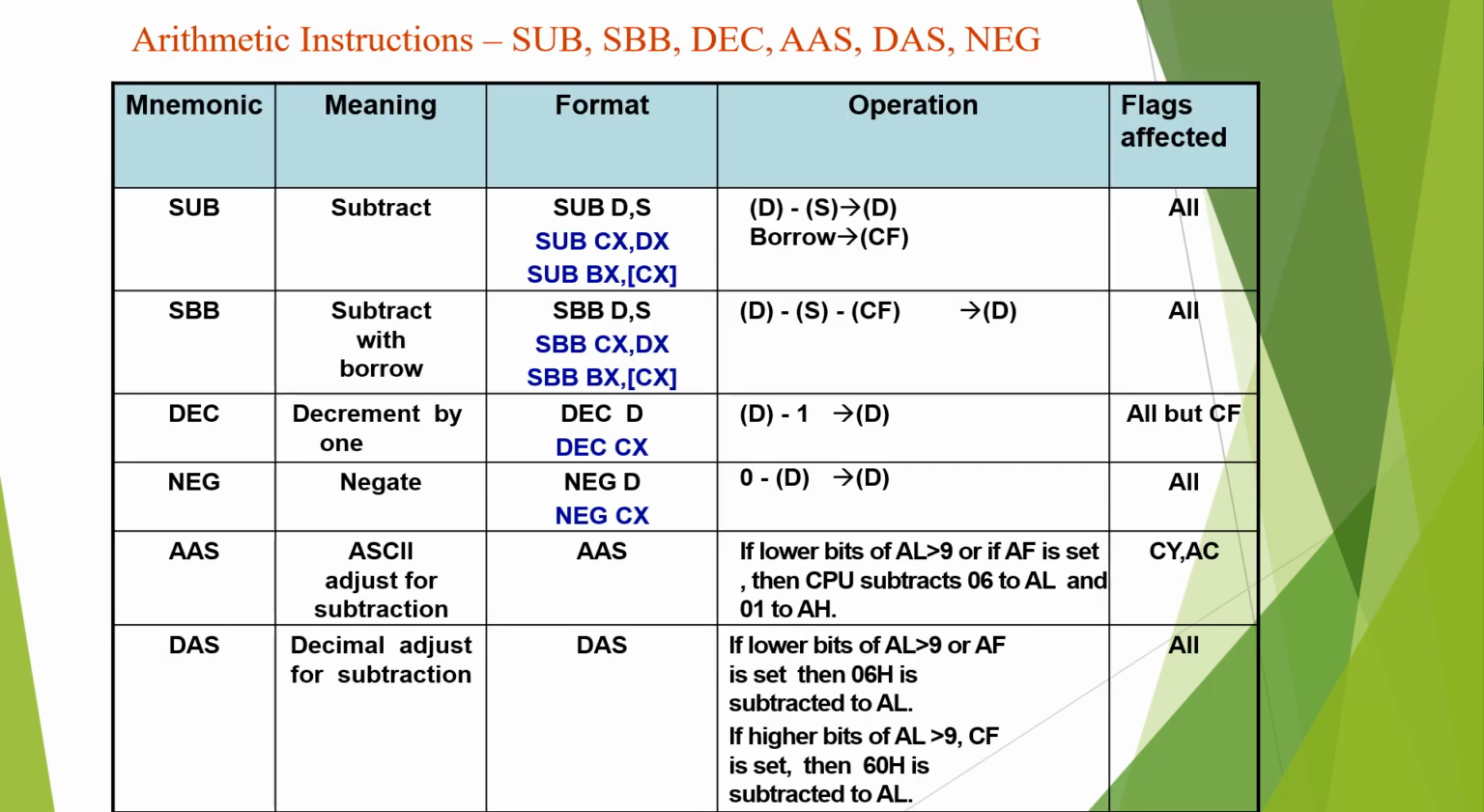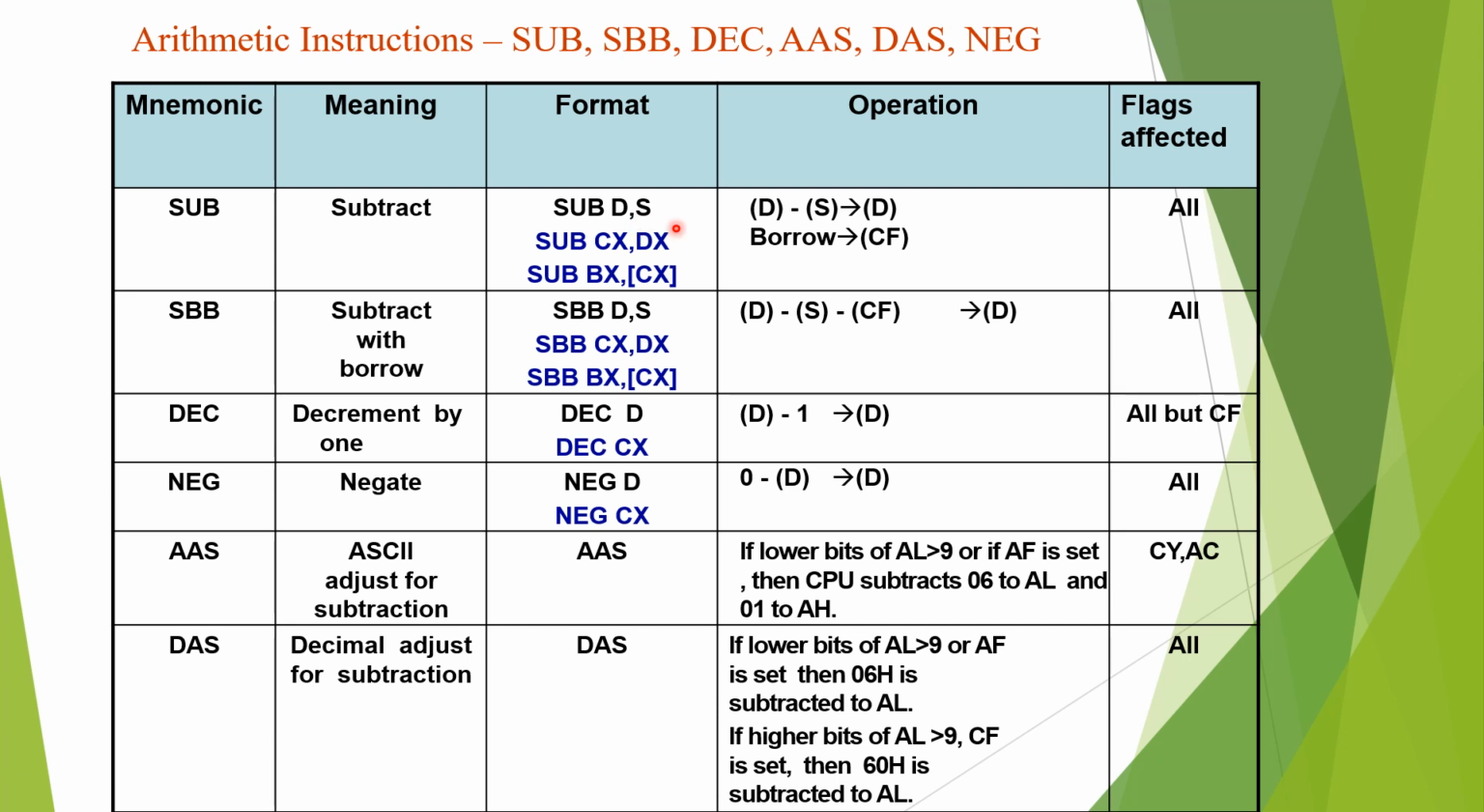The next arithmetic instruction is the subtraction instruction. Here we have the set of instructions: SUB for subtraction, SBB stands for subtract with borrow, DEC stands for decrement, AAS stands for ASCII adjust for subtraction, DAS stands for decimal adjust for subtraction, and NEG stands for negate, that is complement. First, SUB, it's subtract, and the format is SUB destination comma source.